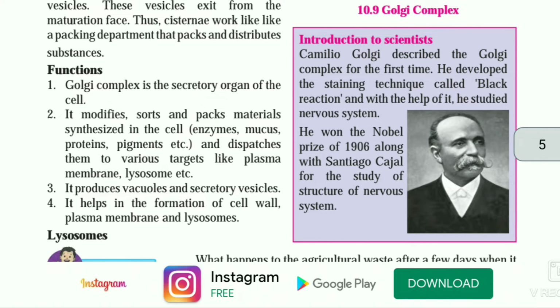1 number, Golgi complex is the secretory organ of the cell. 2 number, it modifies, sorts and packs materials such as enzymes, molecules, proteins, pigments, etc. and dispatches them to various targets like plasma membrane, lysosomes, etc. 3 number, it produces vesicles and secretory vacuoles. 4 number, it helps in the formation of cell wall, plasma membrane and lysosomes.